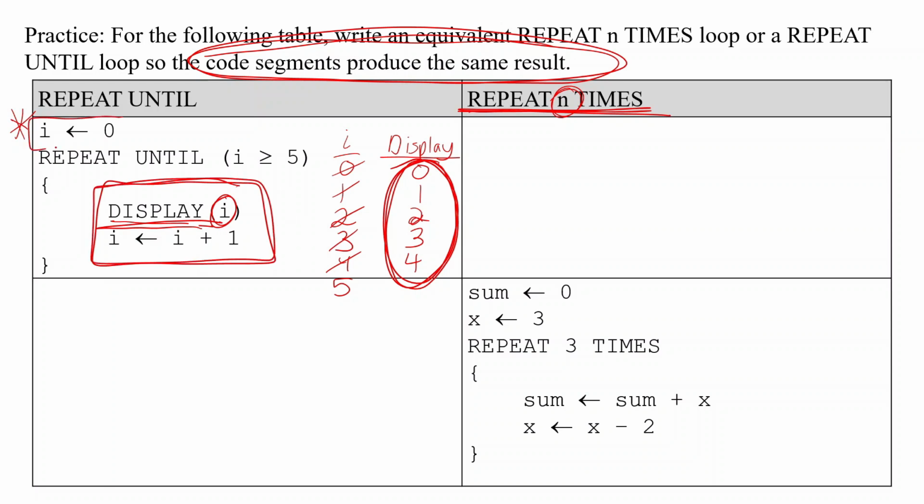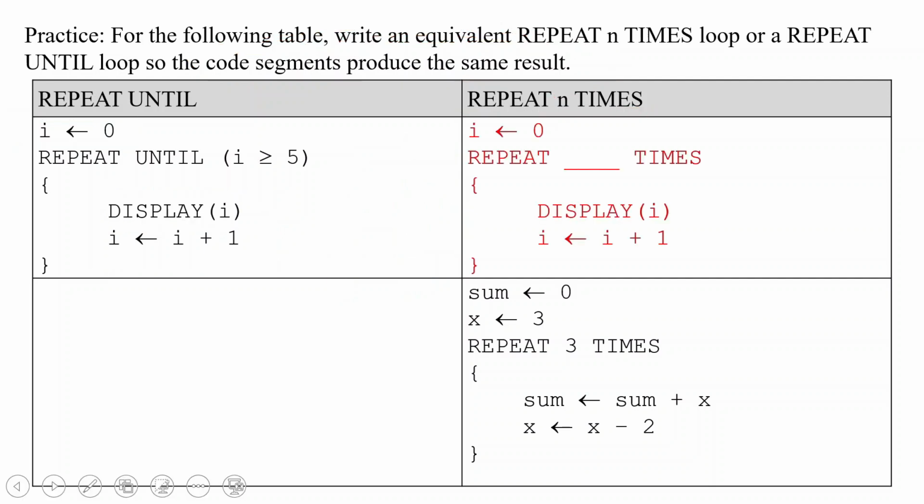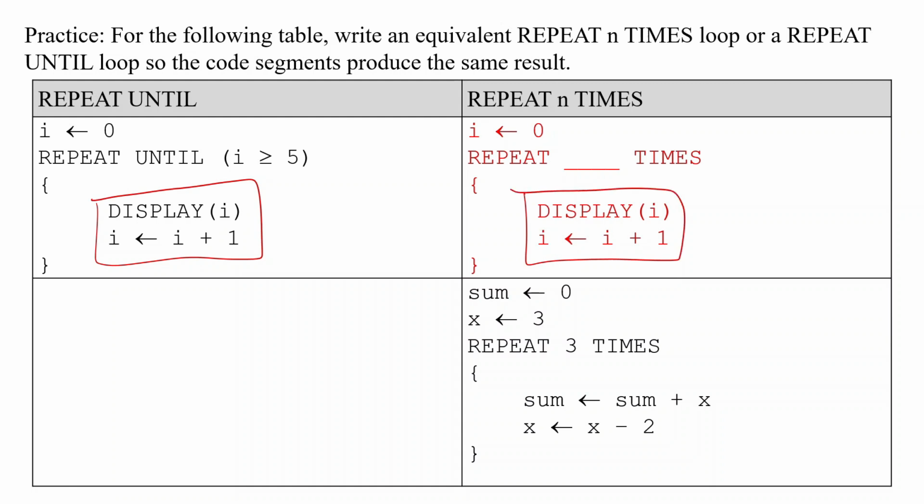If I start off with i equal to 0, I display 0, increase by 1. Display 1, increase to 2, so on and so forth. How many times am I doing that? Well, I did it 1, 2, 3, 4 times. So what I'll find is my loop almost looks identical except for that repeat n times. Again, I start off with i as 0. I have the same statements inside because I'm still repeating that code segment. And now how many times?